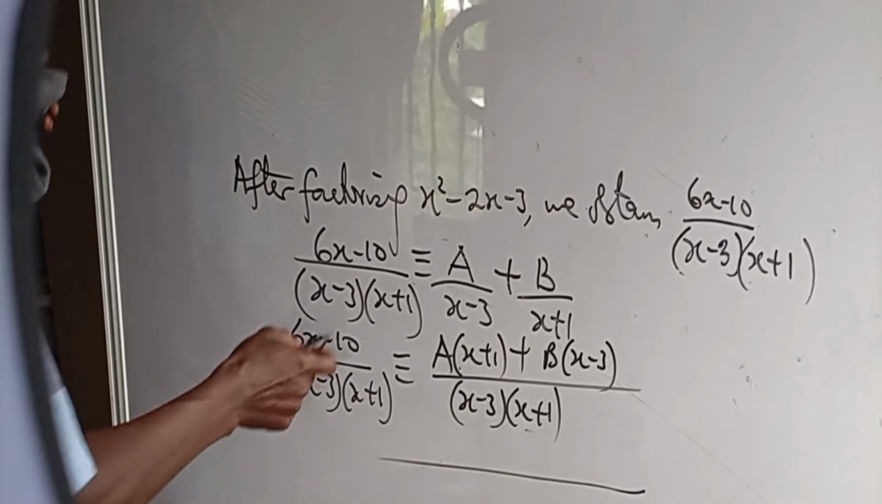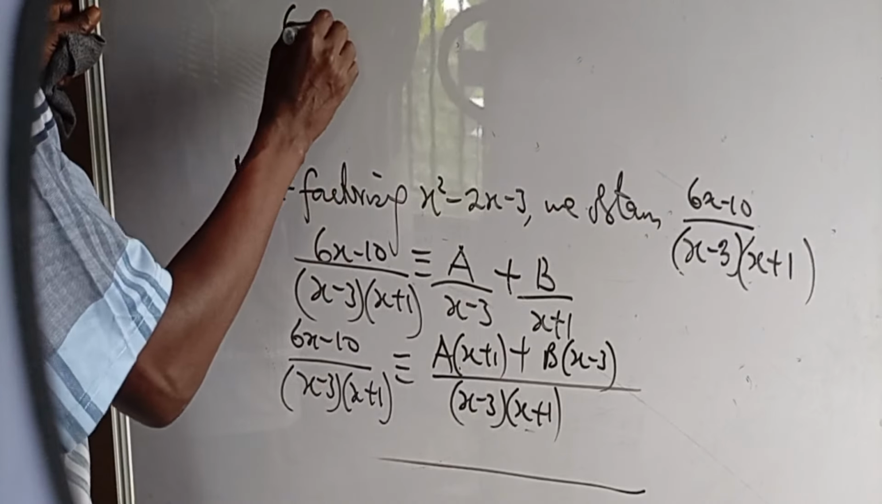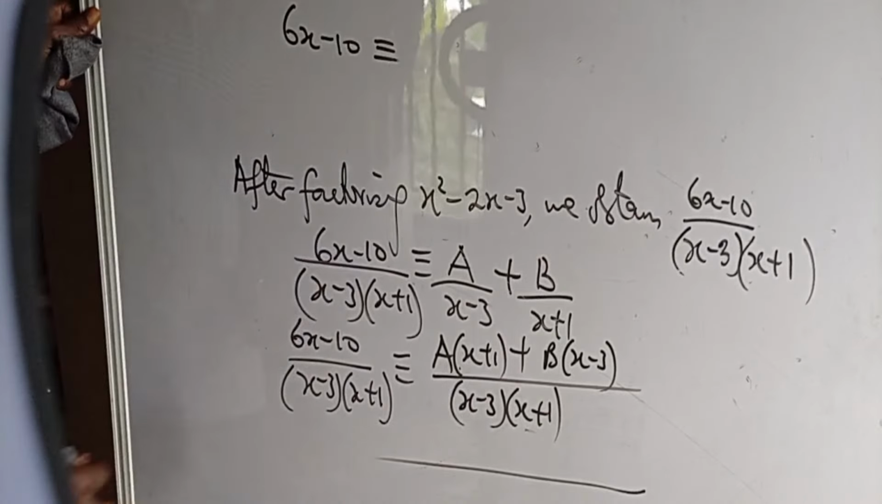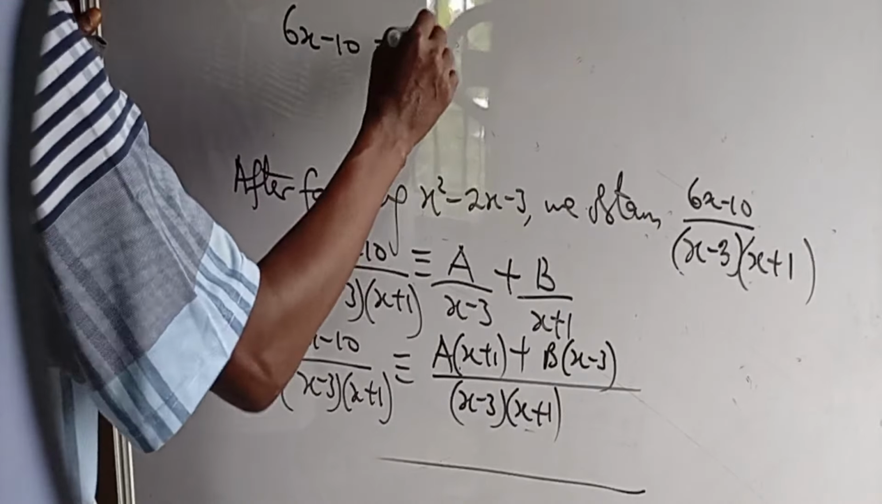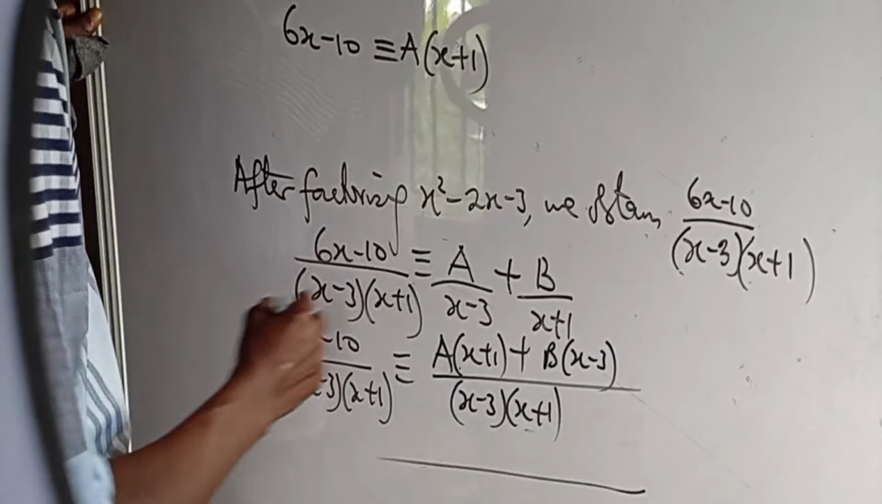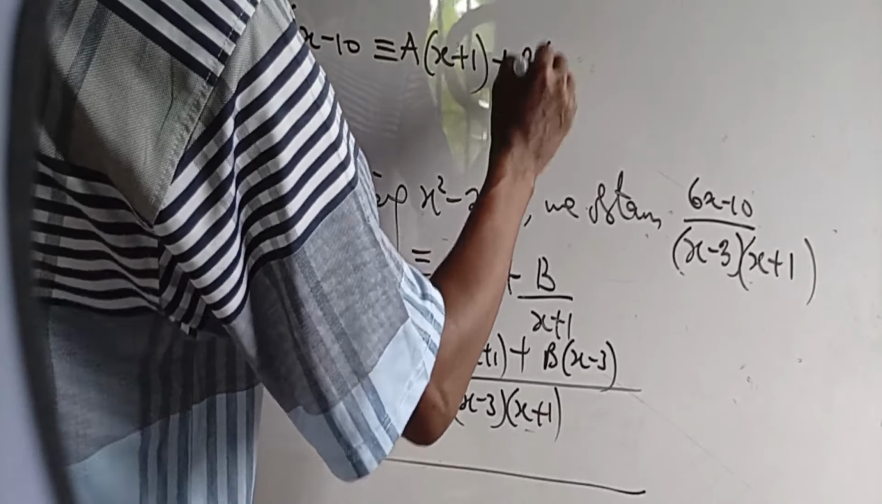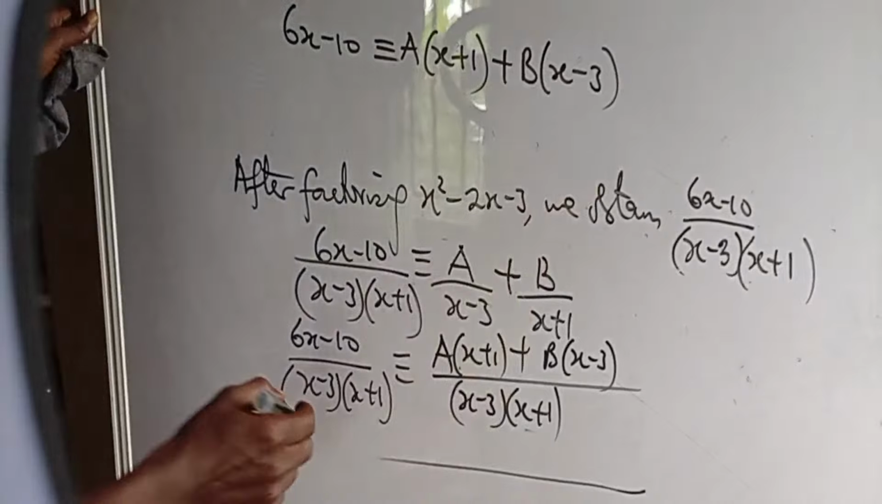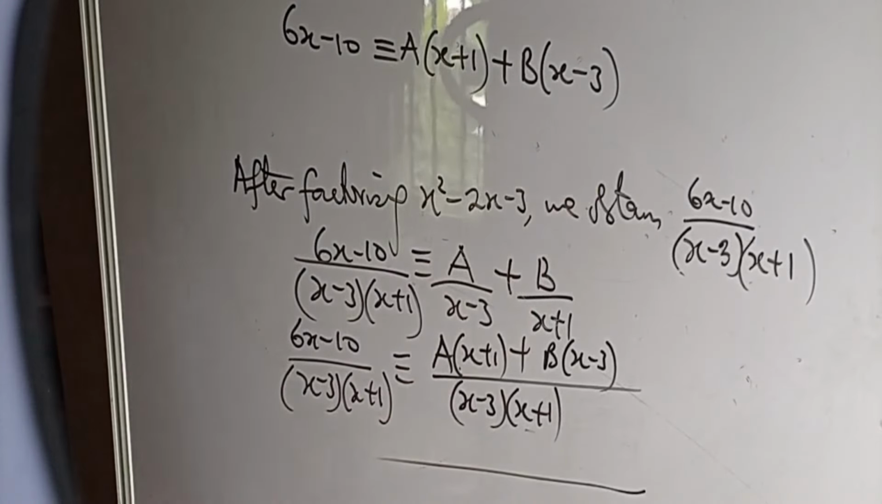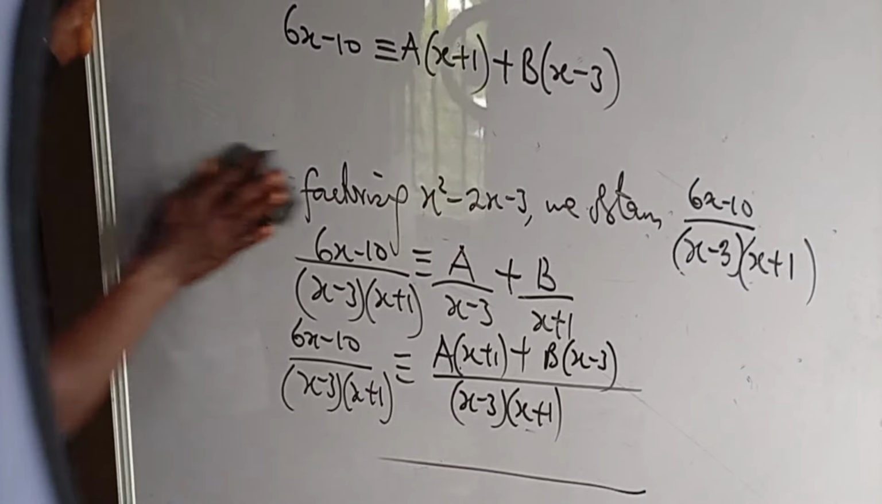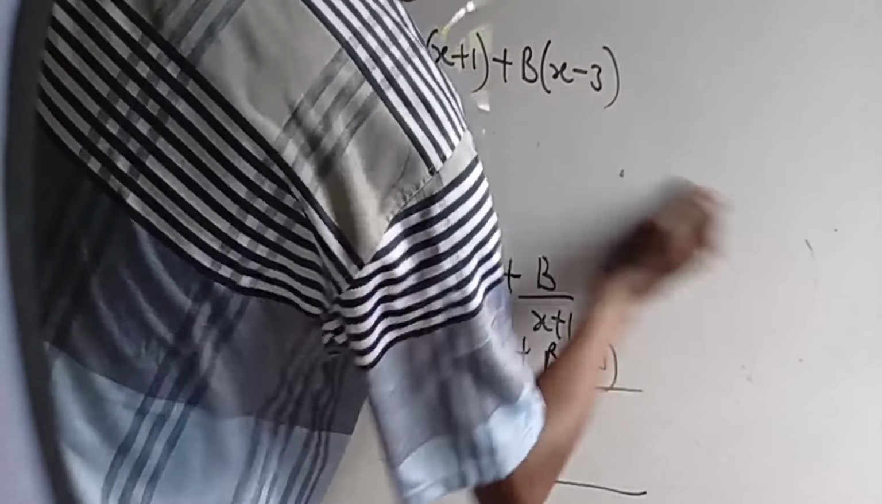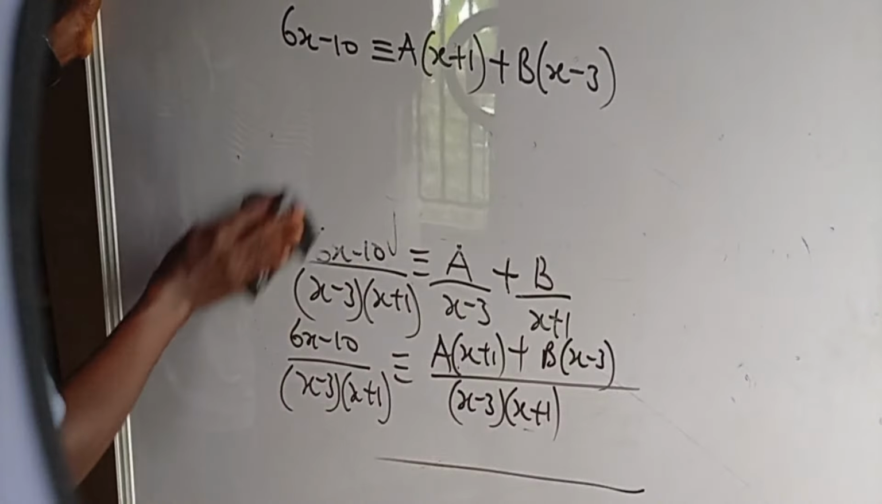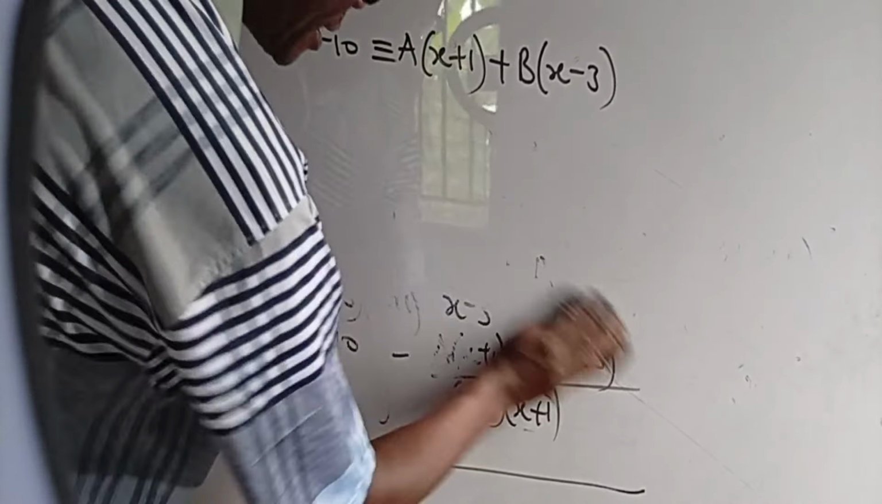On the left-hand side, we have 6x minus 10, let it equal, or correspond to, A into x plus 1 plus B into x minus 3. For now, we don't need the denominator. Let's clean this so that it will not confuse us.